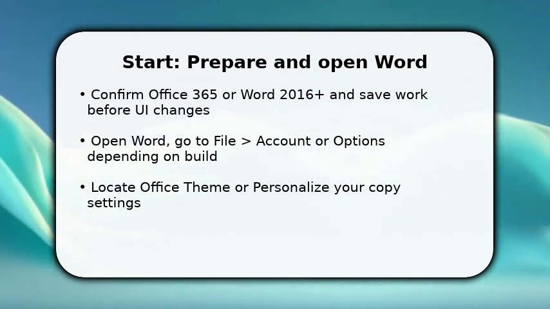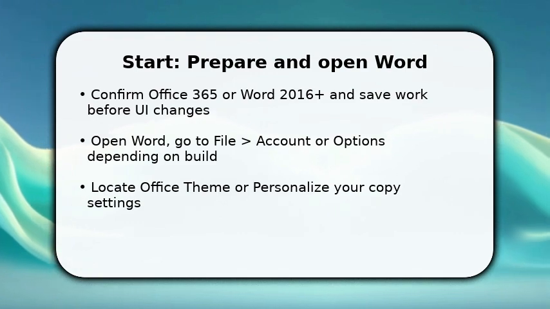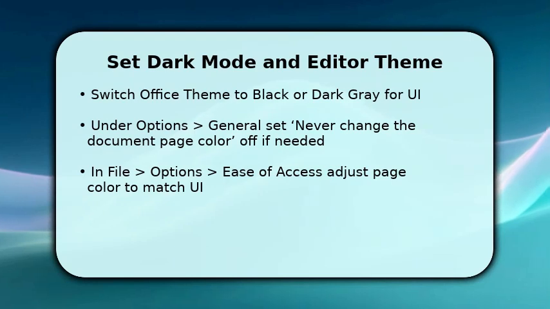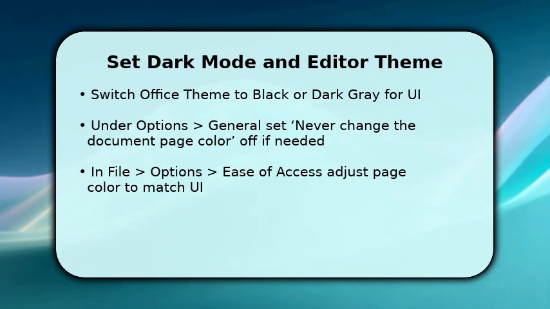If you don't see theme controls, make sure your Office is updated. Updates unlock theme and accessibility options. Once in Theme Settings, change Office Theme to black for full dark UI or dark gray for a subtler look.